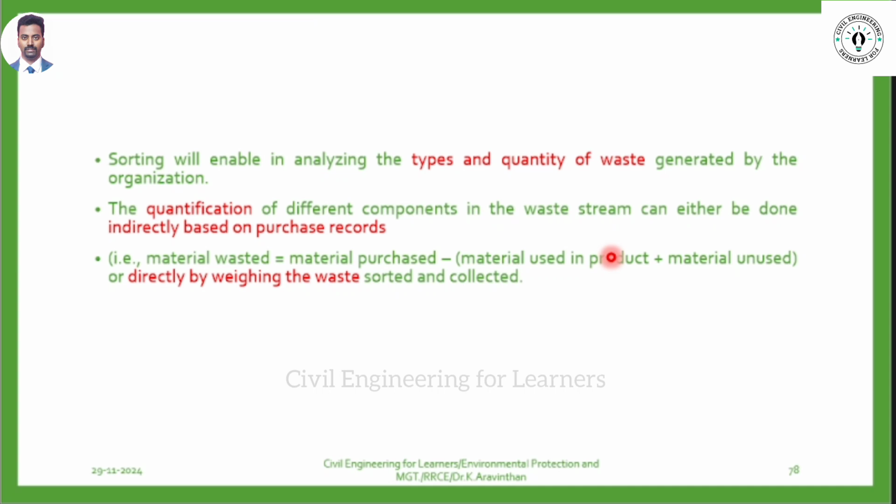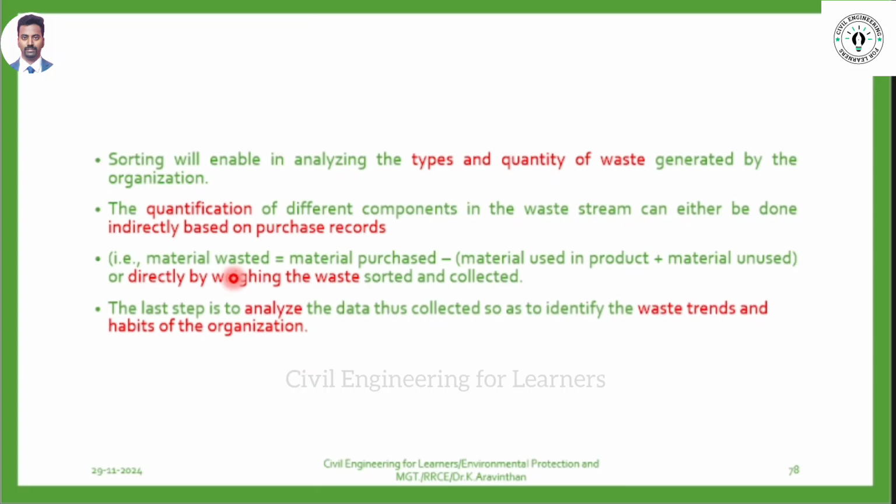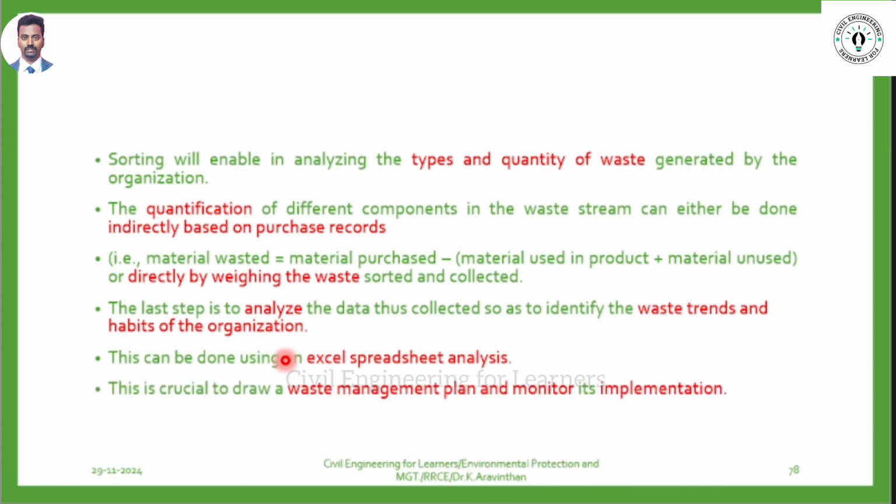Totally they have purchased wood. This much product they have produced. Rest is called waste. So they cannot weigh all the waste. So it is an indirect process plus material unused. So you can find the unused waste or by directly weighing the waste. So it is a difficult process. You cannot directly weigh the waste. By this thing you can sort it out and you can find the trend of the organization. Then you can provide a separate Excel sheet. How much of waste is degradable, like that you can sort it out.